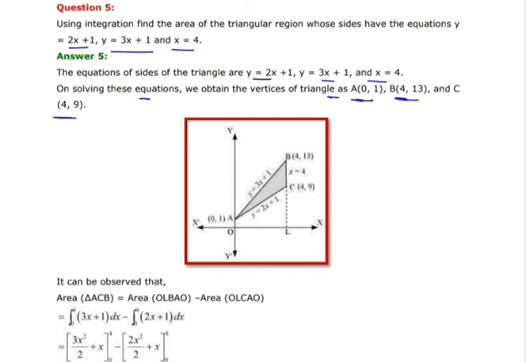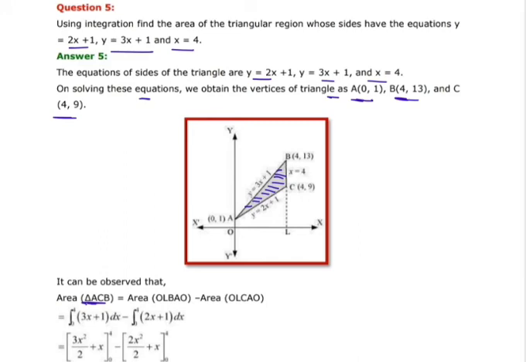So you can take all three equations and simplify by the substitution method or the cancellation method. You can take any method, solve these equations and you will get the triangle vertices A, B, C. It is A 0, 1, B 4, 12 and C 4, 9. So by taking these values, we plot the triangle here on the graph. So it can be observed that the area of triangle ACB is the shaded region. You have to find this region only.